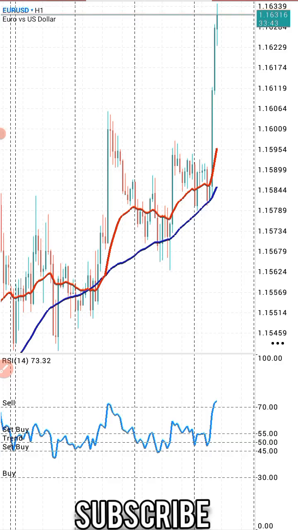You need to put this at the back of your mind. When you are buying, this is the rule. Now, when you are selling also, it will be at 55. It will also be at 55.